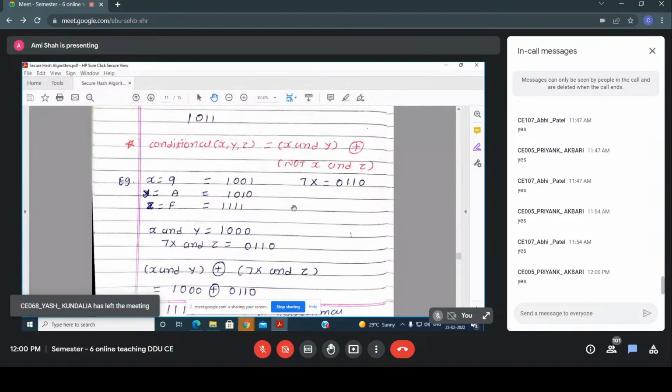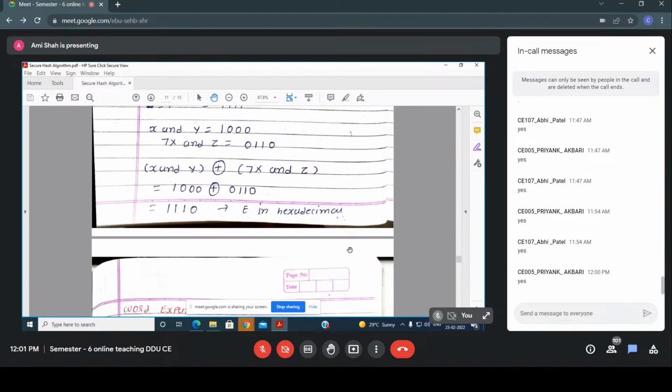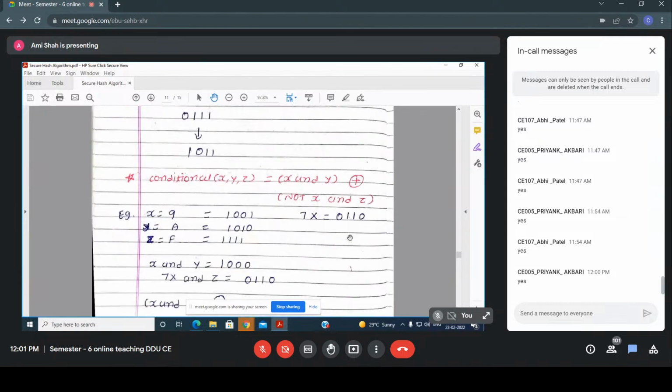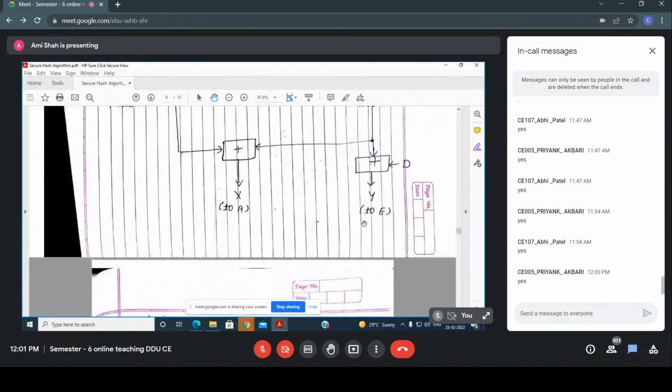So now what about this conditional? This is the equation that you have to remember: x and y, XOR not x and z. For example, x is 9, y is e, z equals f. If you apply this formula, finally you are getting e. E is in hexadecimal. In this way you are achieving this x and y value.